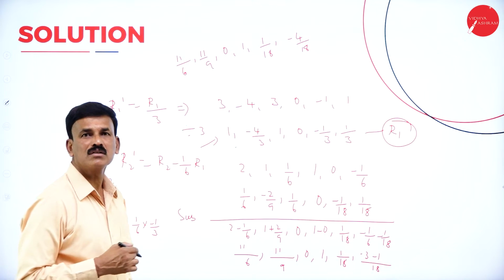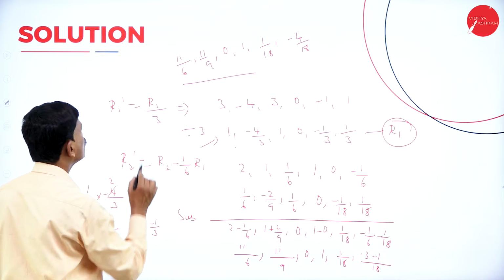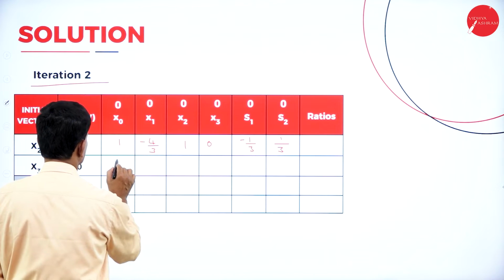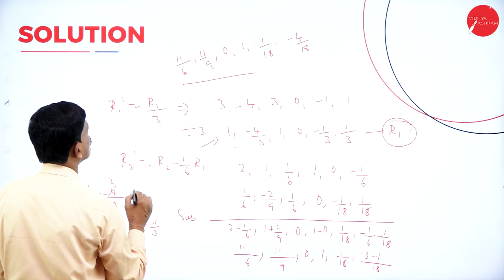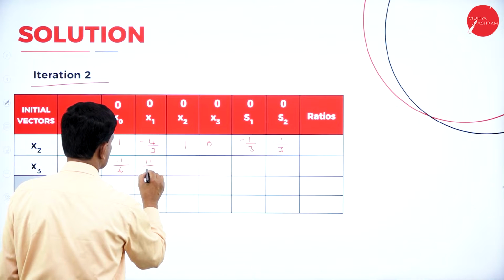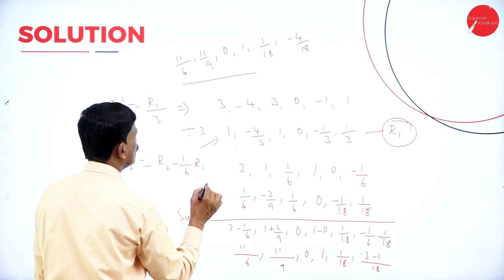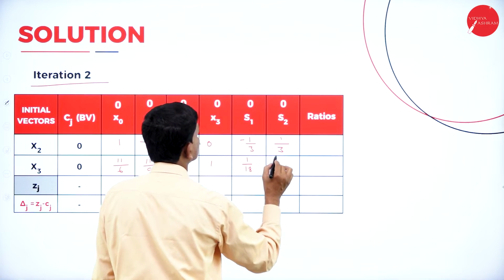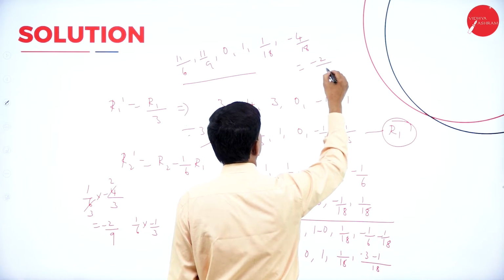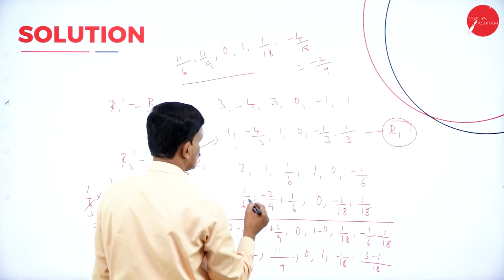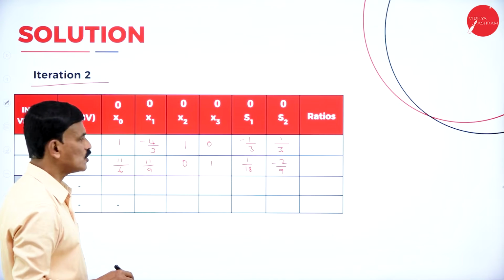These are the values. Now let me substitute these values for R2 dash. R2 dash is equal to 11 by 6, 11 by 9, then 0, 1, 0, 1, then 1 by 18 and this one. We can also write this as minus 2 by 9, since 2 2s are 2 9s. So these are the values for R1 dash and R2 dash.